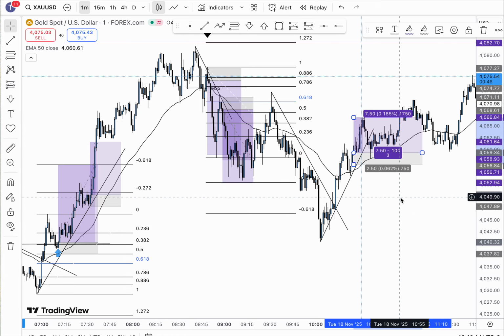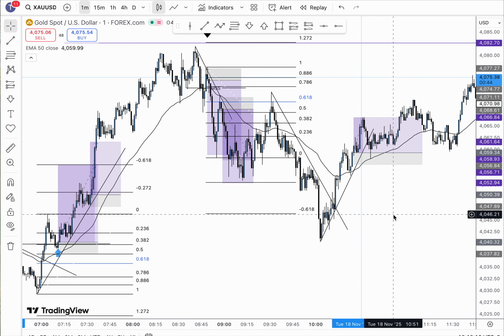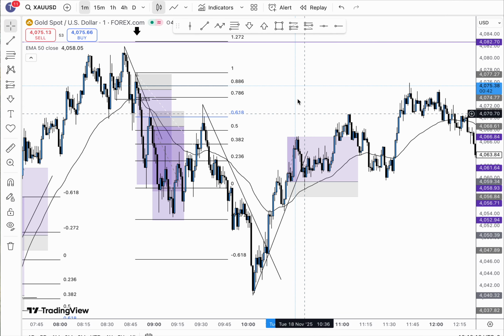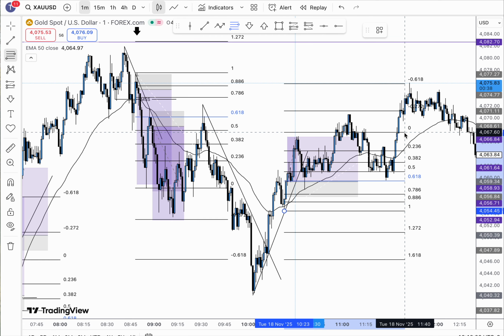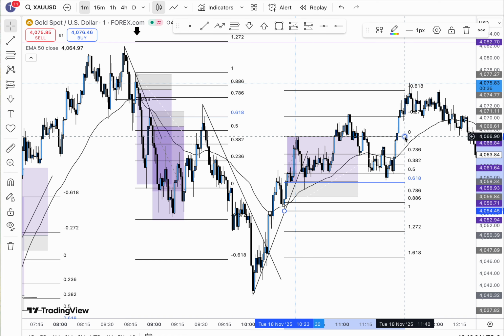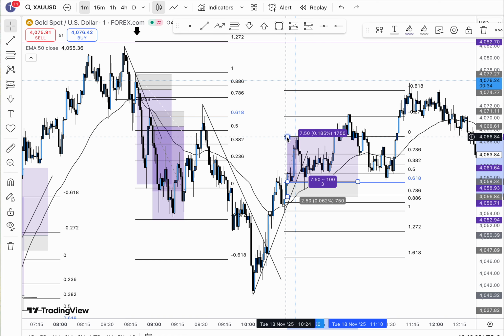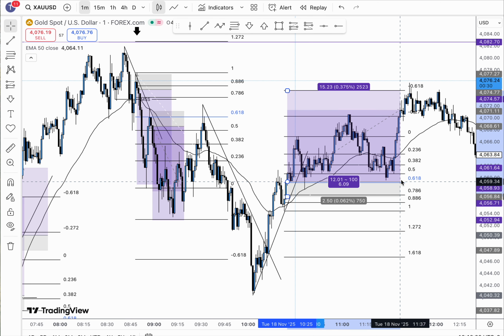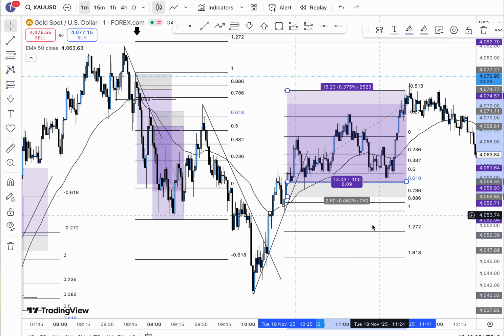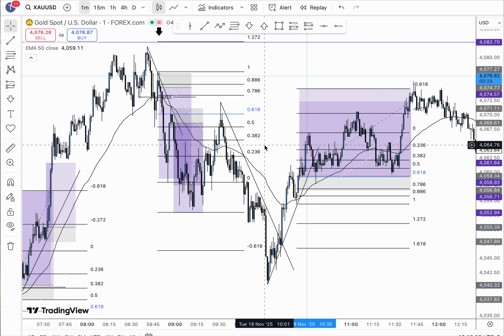Again, sticking to our risk management, we want to target that minus 61.8, and we barely just tapped it, roughly around 11:30 or 11:40, and it took us out of the market for roughly a 1 to 6 risk to reward.